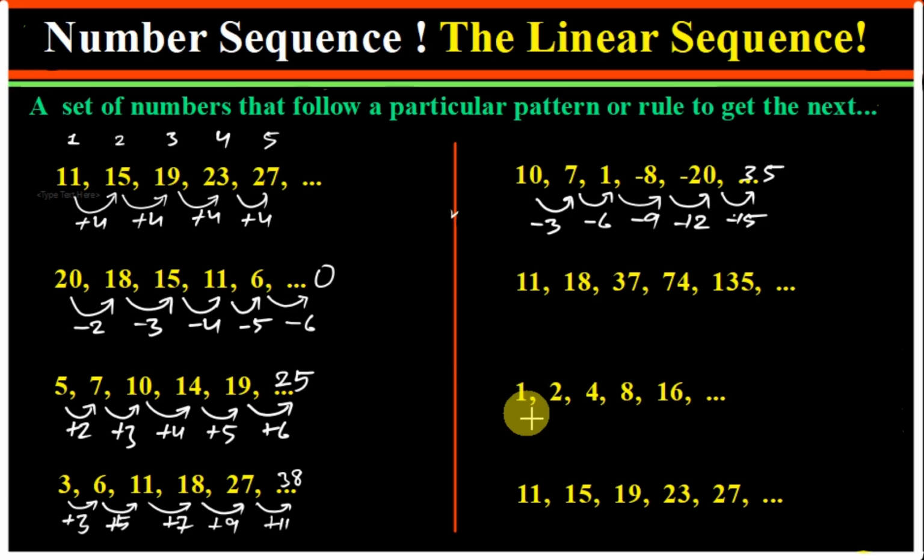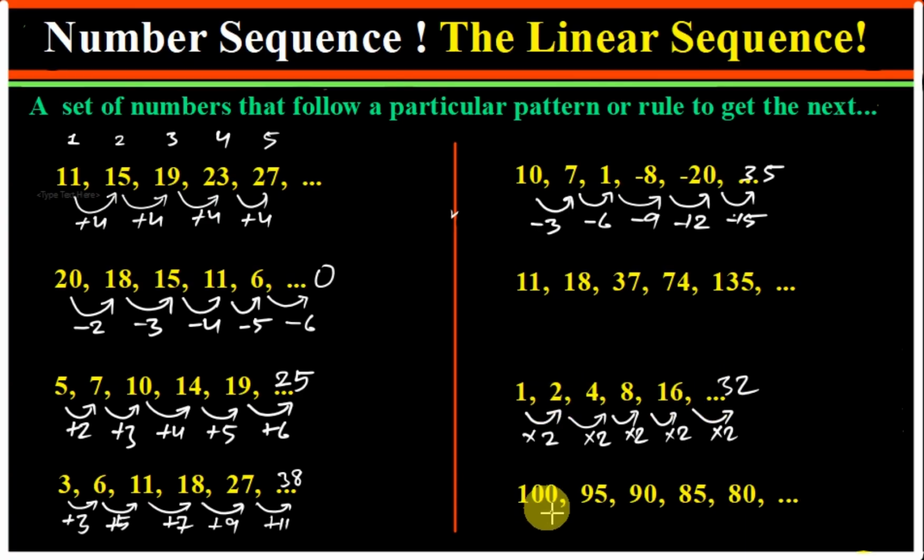In this, if you see, in all of these we were just adding or subtracting some numbers. Now here we are multiplying. 1 times 2 is 2. Now 2 times 2 is 4. 4 times 2 is 8, 8 times 2 is 16, and if you want to find out the next, you have to multiply by 2, that will be 32. They are also following a specific rule. By using that specific rule, we can find out the next term in the sequence.